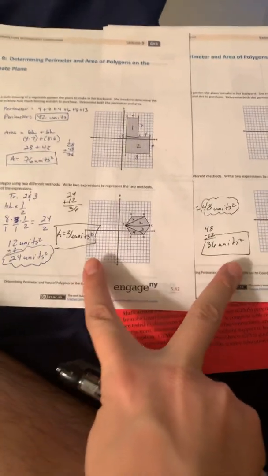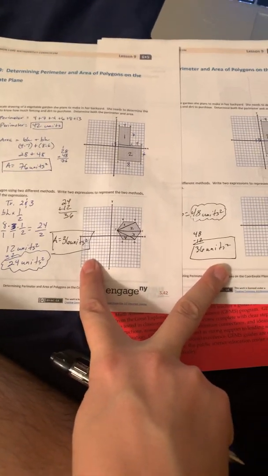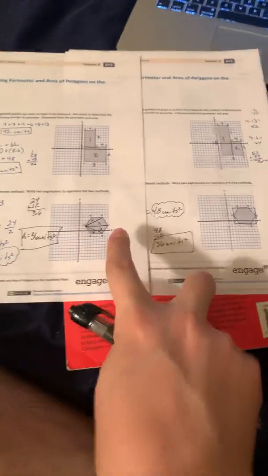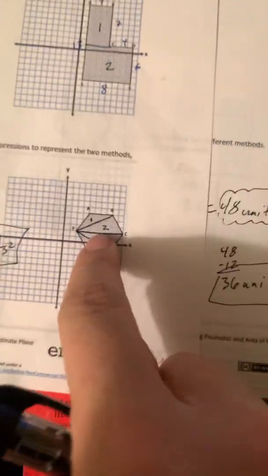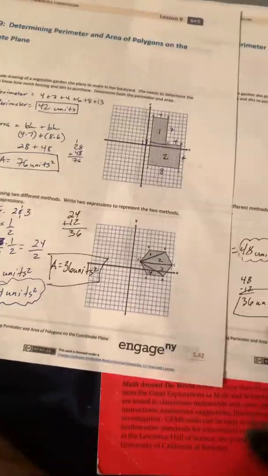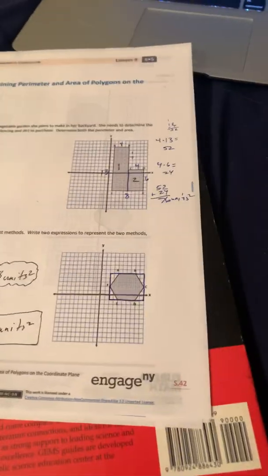And I want you to see the areas, and they're both the same. That's what we're proving here. It doesn't matter how you decompose a shape, how you break it apart, you're still going to end up with the same area. All right, so if you want to look at these steps, go ahead and look at them. Pause the video if you need to.